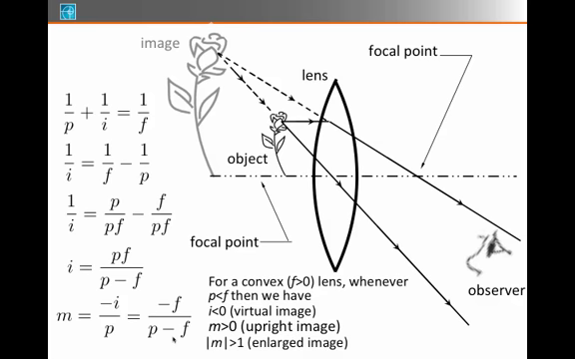And when p is less than f, the denominator is smaller than the numerator in the equation for magnification. So the absolute value of magnification will be greater than 1. The image will be enlarged. That's how we make a magnifying lens.